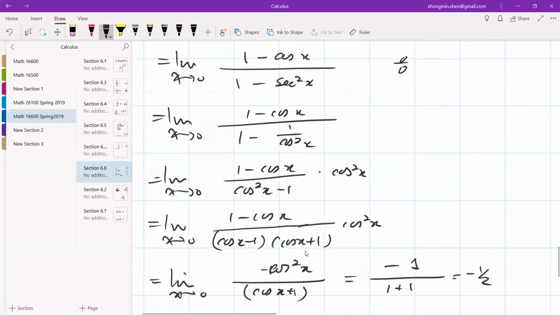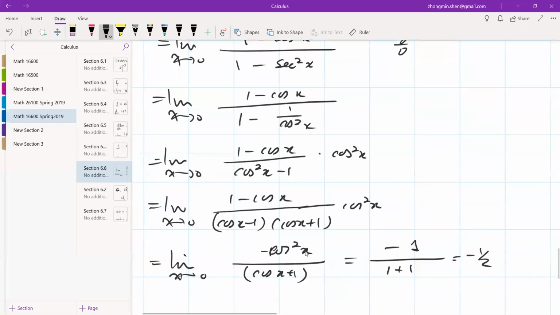I did not apply the L'Hopital's rule to that function. Instead, I just simplified and got rid of the term 1 minus cosine x. If you continue, you have to differentiate secant x and it just gets more and more complicated.